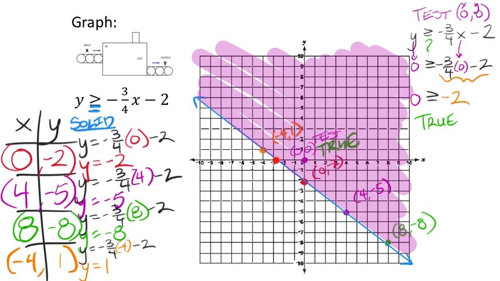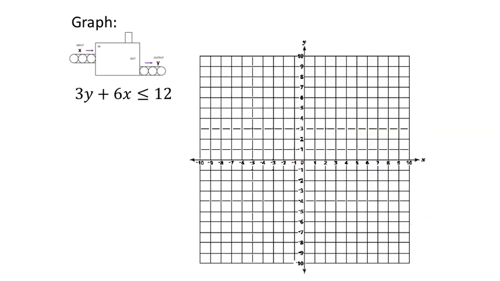But that's it. That's all we've got to do on this one. We got our solid line, we got our shaded area. That's it. Okay, so this is kind of a new one. We haven't really seen an inequality like this. This is kind of in what we call standard form.